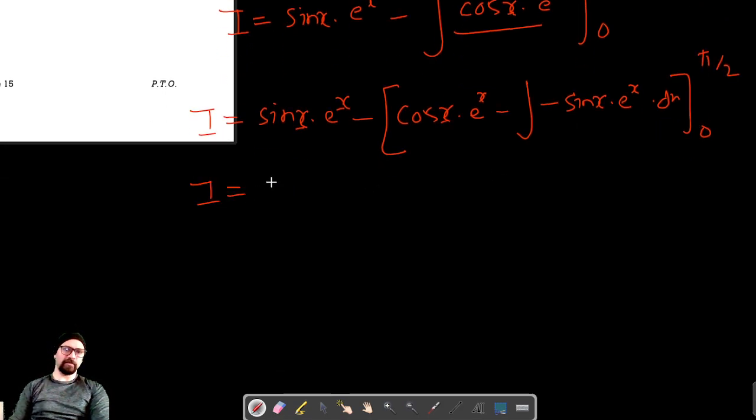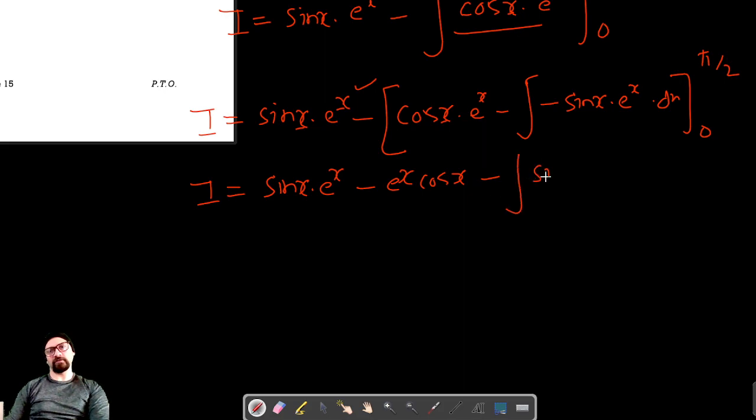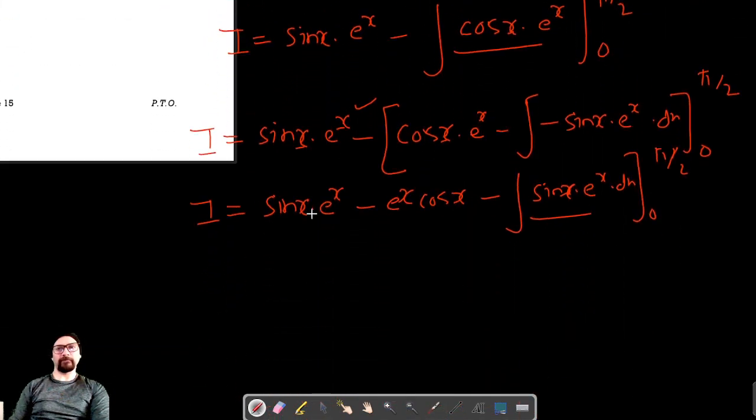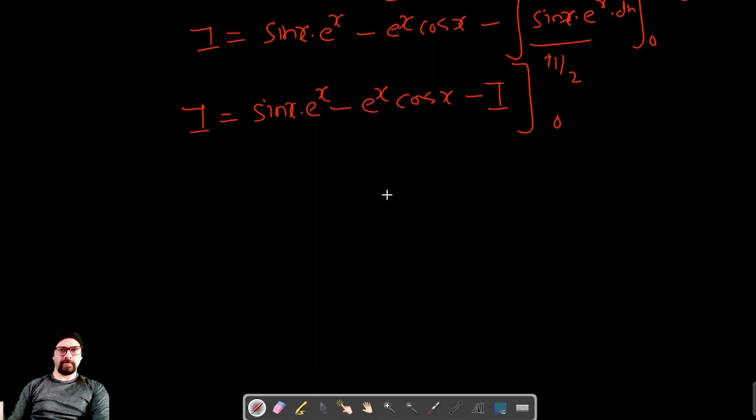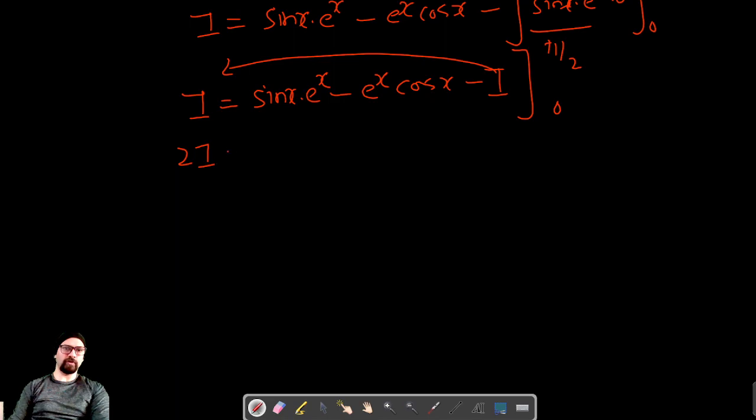Okay. This is now I is equal to sine x e raised power x. So opening up the bracket gives me e raised power x into cos x. Negative negative is positive, but we have to multiply it with negative, so it's negative. And integration of sine x into e raised power x from 0 to pi by 2. Okay, now this was our initial integral I. So I is equal to sine x into e raised power x minus e raised power x into cos x minus I. Okay, so now this becomes 2I and e raised power x is common. So this is sine x minus cos x from 0 to pi by 2.